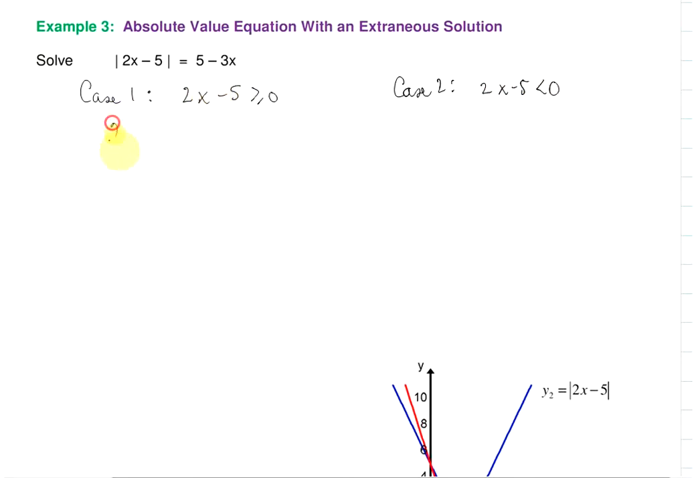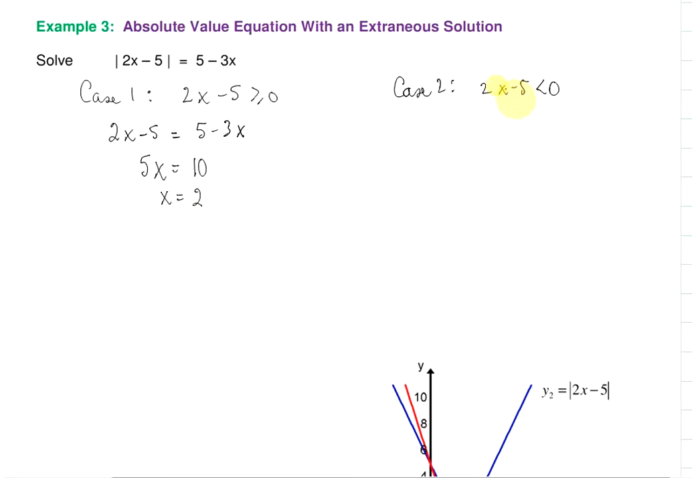Okay, so let's start with case 1. We want to take 2x minus 5 and make it equal to 5 minus 3x, and we want to solve for x. I'm going to bring my negative 3x over to the left. It becomes positive 2x plus 3x is 5x. I'm going to bring the negative 5 over to the right. It becomes positive, and 5 plus 5 is 10. Divide both sides by 5. We get that x equals 2.